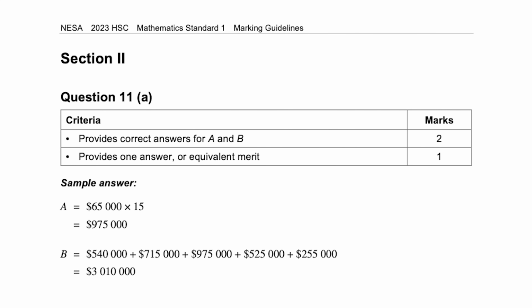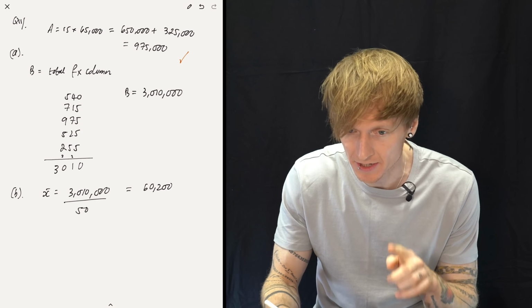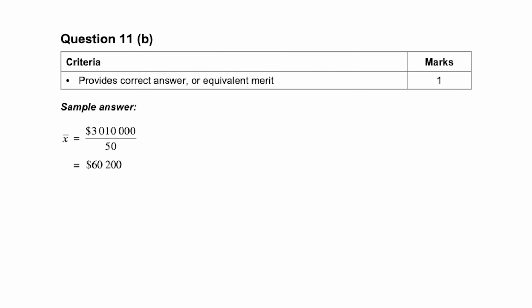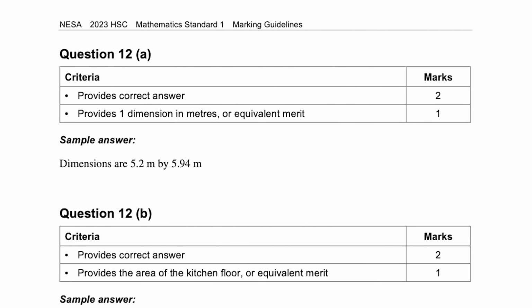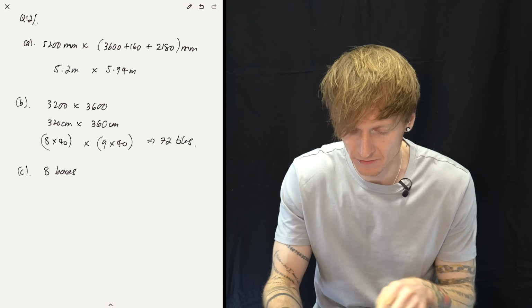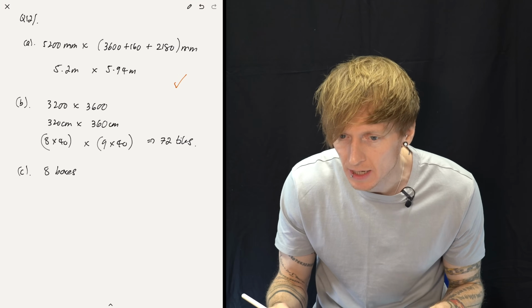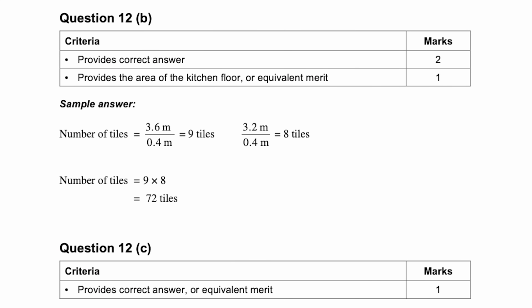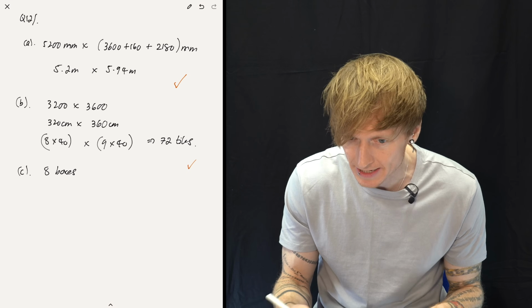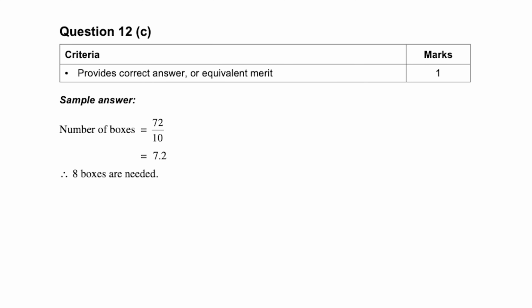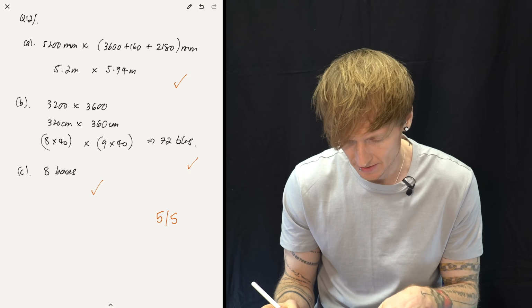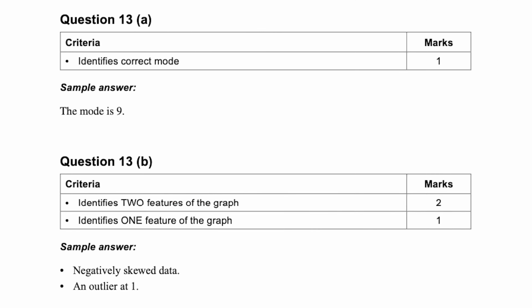Right. 11, 975,000, 3,010,000, 60,200. 3 out of 3. Great. Question 12. 5.2 by 5.94. Good, that's 2 marks. And then 72 tiles, yes. And 8 boxes, great. And that was 5. 5 out of 5. Okay, question 13.